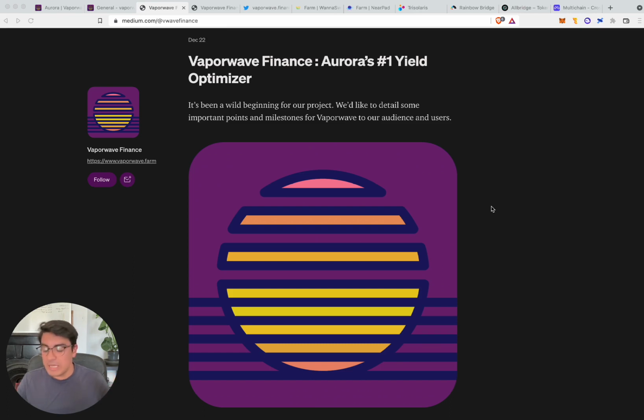Specifically, we're going to be looking at the 3 key steps. The first one is getting funds into Aurora through one of the bridges. The second one is depositing liquidity into your exchange and vault of choice. And the third one is depositing those LP tokens into Vaporwave Finance. But let's not get ahead of ourselves. Let's start from the beginning.